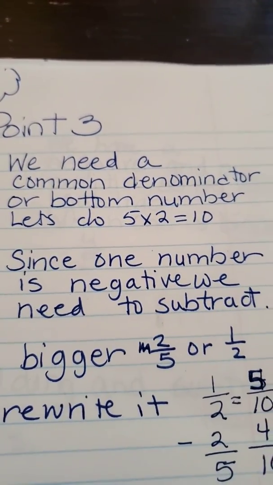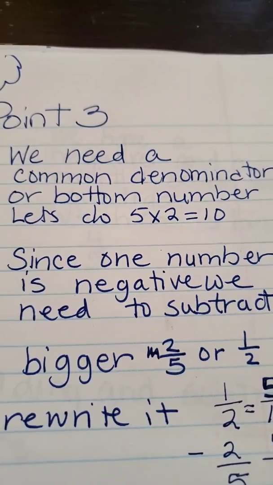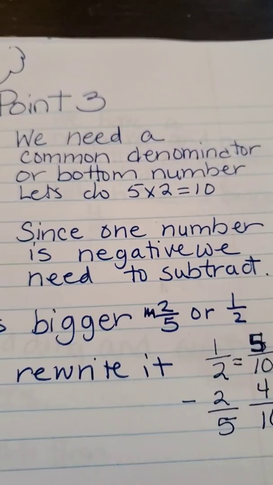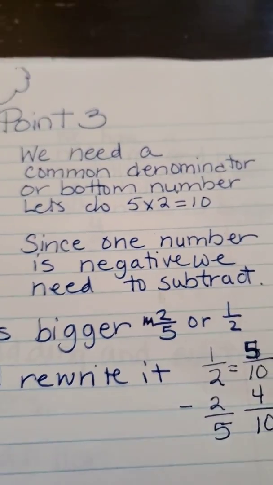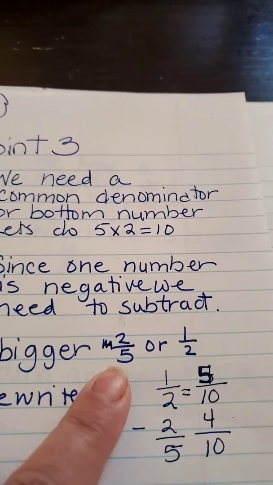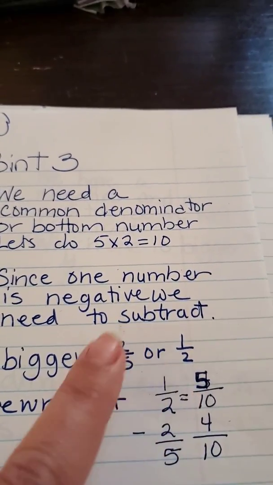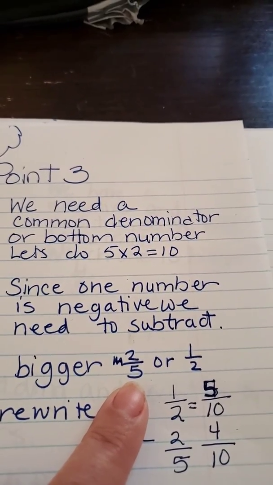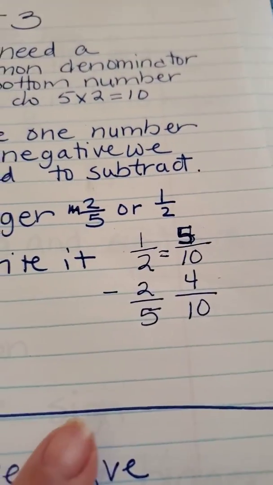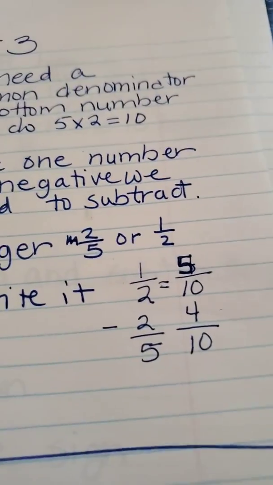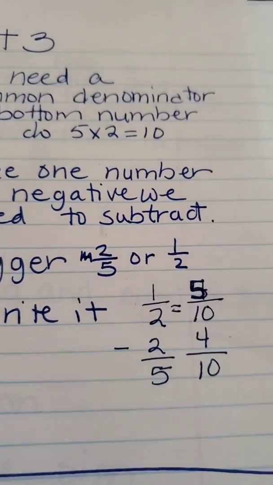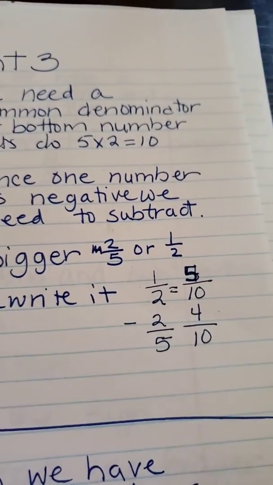Again, we need a common denominator, or bottom number. So let's do 5 times 2 equals 10. And then again, since one number is negative, we need to subtract. Okay, and then also we have 2/5 and 1/2. 1/2 is bigger than 2/5. So we're going to write 1/2 take away 2/5. And then we're going to work through how we get equivalent fractions using 10 as our common denominator.